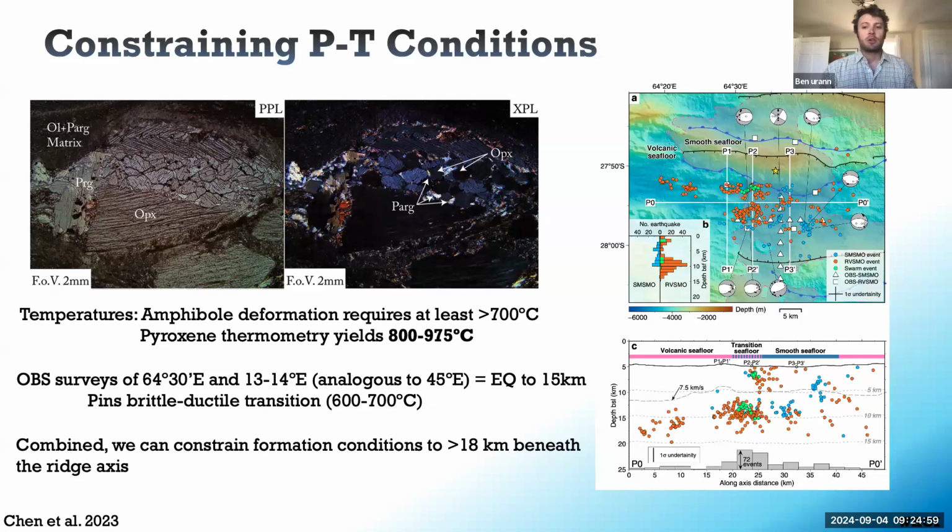And so to pin the temperatures and try to get at depths, we can also use earthquake depths from OBS studies of tectonically similar areas along the Southwest Indian Ridge. And so here's one of the studies I've shown at the right. And if we take the maximum depth of earthquakes in these areas to be about 15 kilometers or so, and pin that to be our brittle ductile transition, which is anywhere from 600 to 700 degrees C, we can start to constrain these formation conditions for these peridotite mylonites to something along 18 kilometers or more beneath the ridge axis.